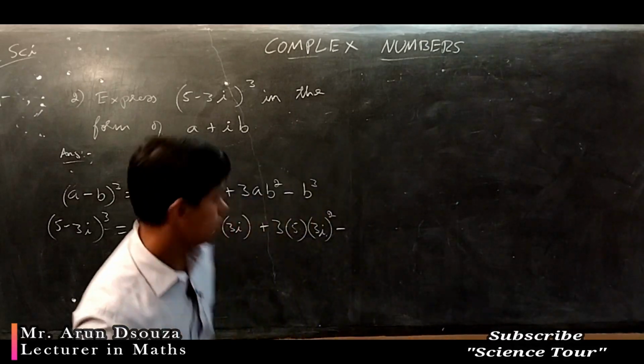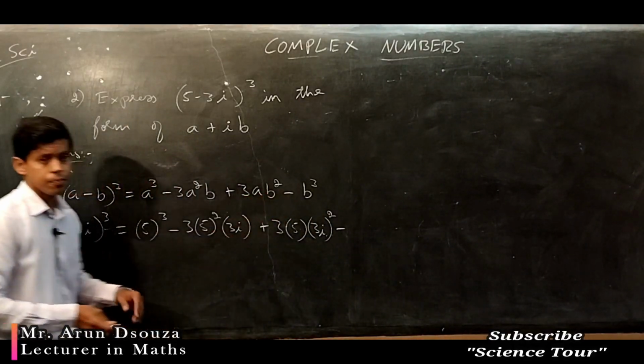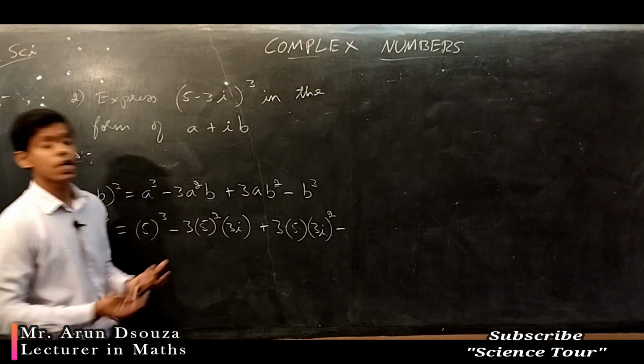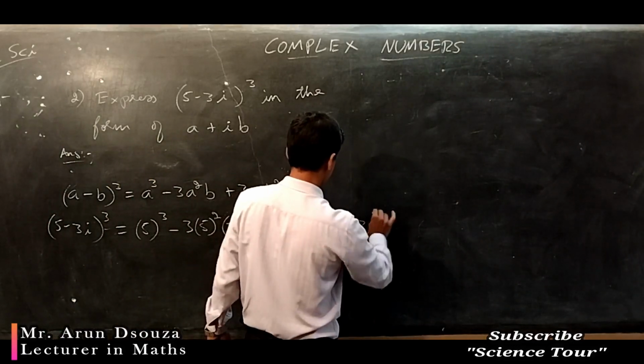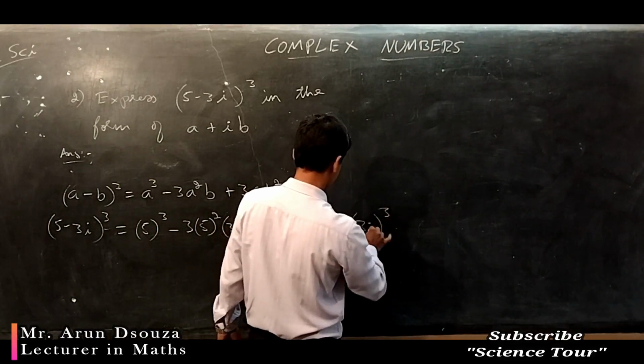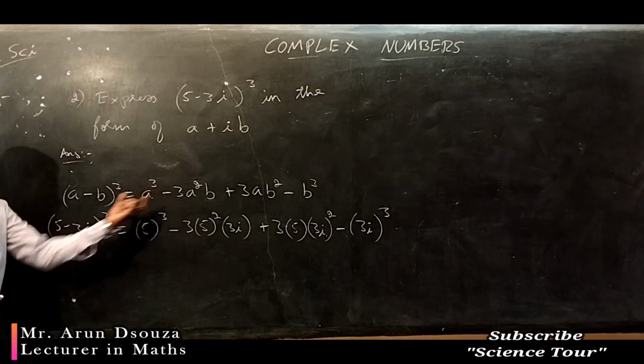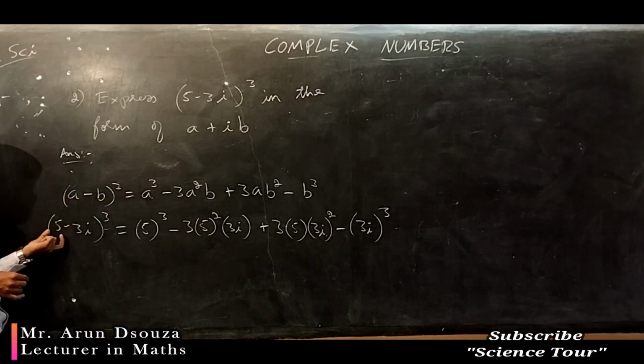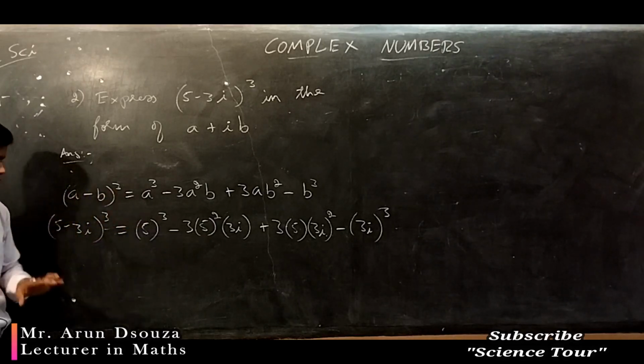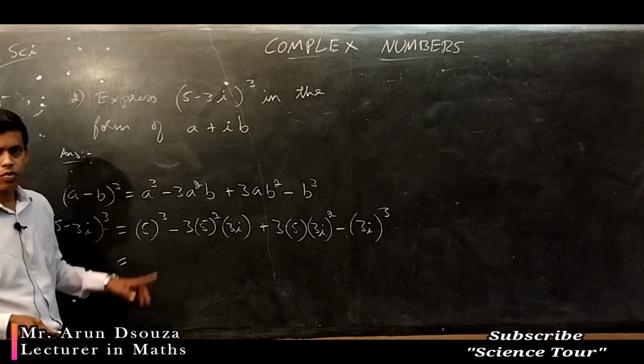Okay, so what will we write next? b cube, right? So what is b cube here? 3i whole cube, so write that. Next step we will simplify it. Okay, so that is just replacing a and b with 5 and 3i. Okay, now in the next step we'll write the answers.